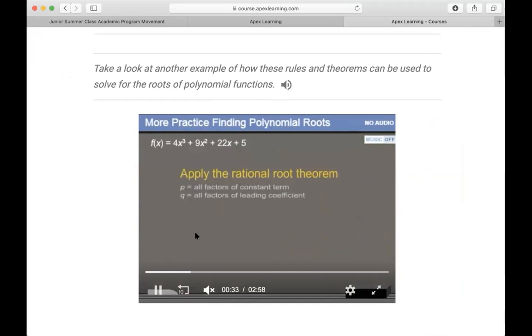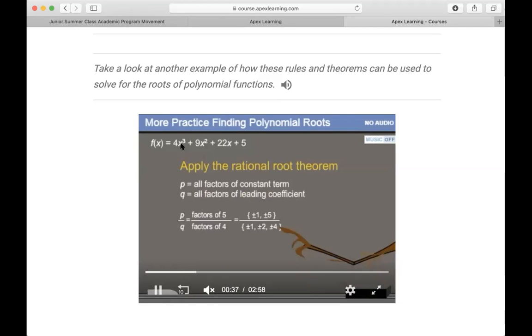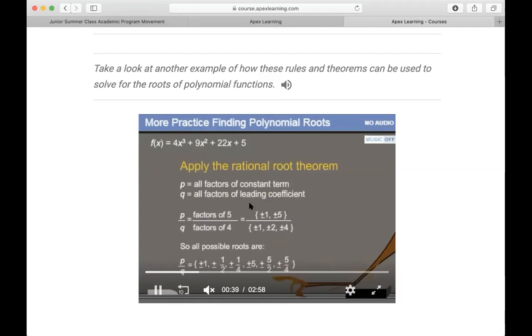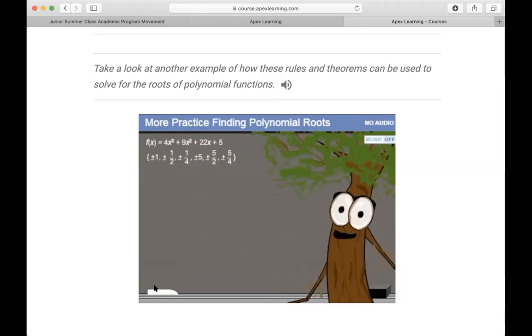So again, we're going to apply the rational root theorem: all the factors of the constant divided by all the factors of the leading coefficient. This one is not too terrible, except that we now have some uncomfortable fractions here. If there were any duplicates, we would get rid of them. We only have a couple of options for our possible roots. Once we've applied that, we're going to use Descartes' rule of signs.